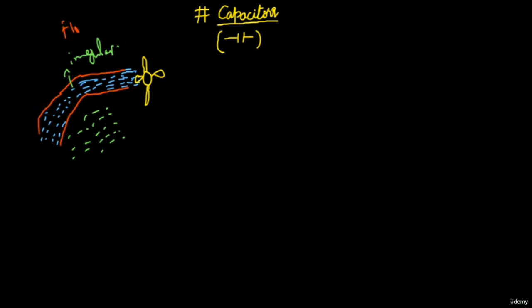Flow will be irregular. One time the fan will move faster and another time fan will move slower because of the low pressure and high pressure. So this was the problem of our tap where the water is not coming smoothly. So what can be the possible solution for that? Here the concept is coming.